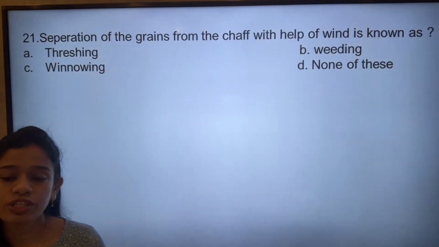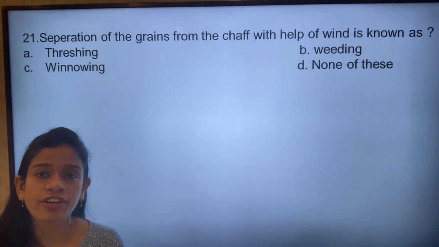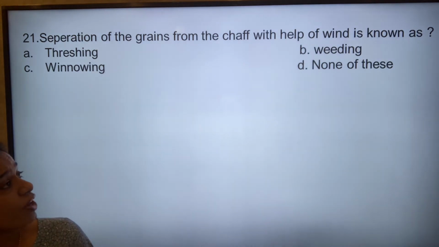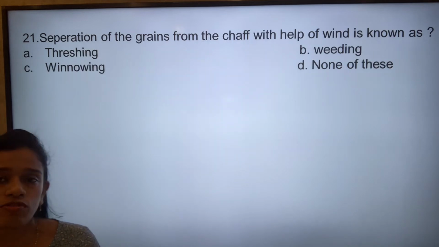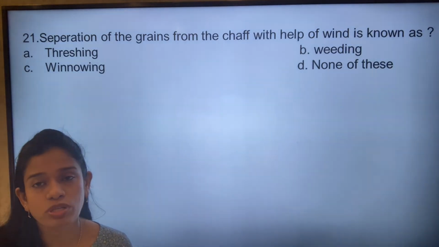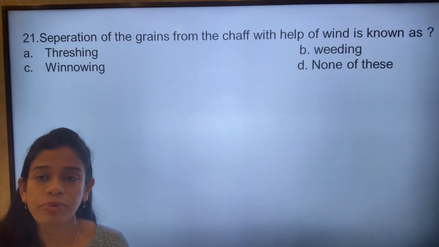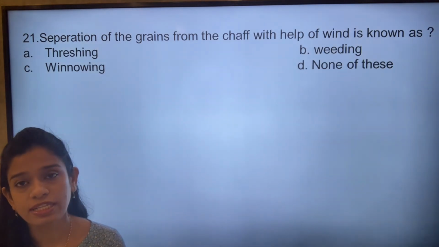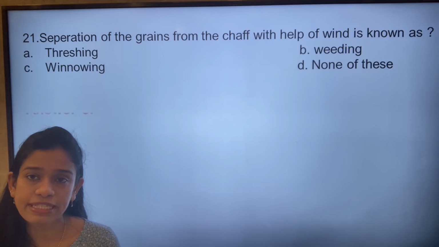The next question: separation of the grains from the chaff with the help of the wind is known as threshing, weeding, winnowing, or none of these. It is known as the process of winnowing, that is, separation of the chaff from the seeds with the help of the wind. It is known as winnowing, or option C.